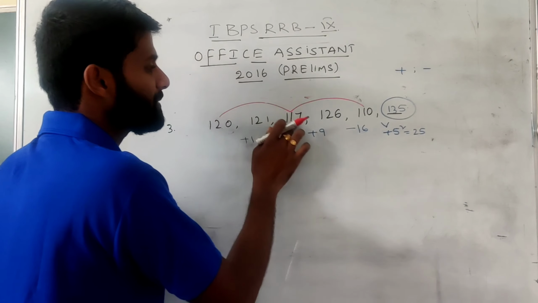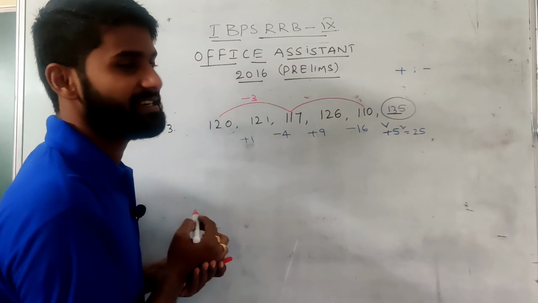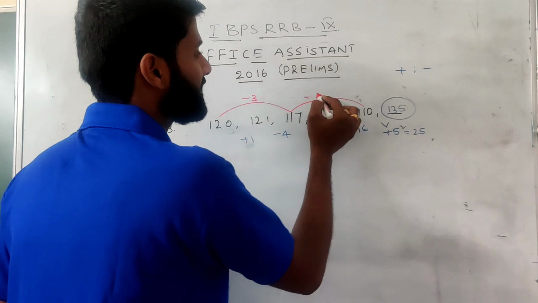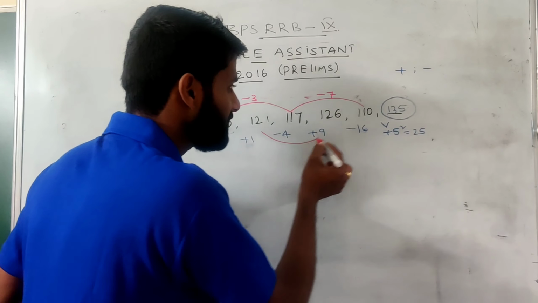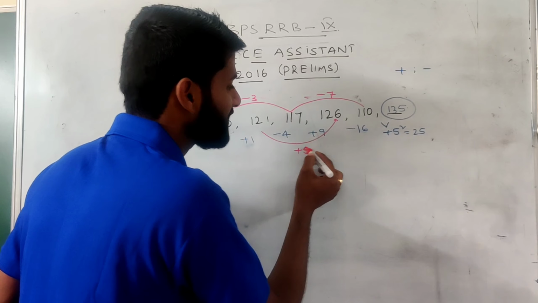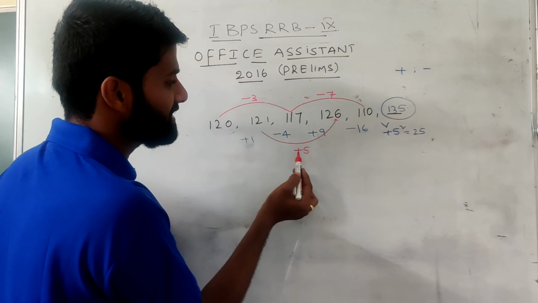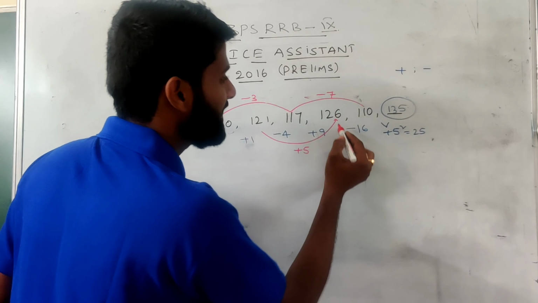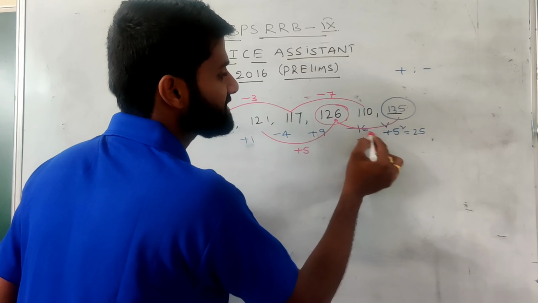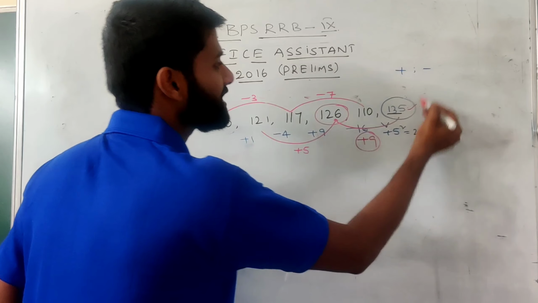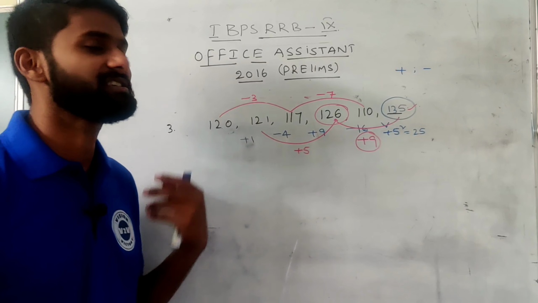Then see, 120 becomes 117, we are decreasing by 3. 117 becomes 110, we are decreasing by 7. In the same way, 121 becomes 126, we are increasing by 5. Then check it out: minus 3, plus 5, minus 7, and the next is plus 9. Then 126 plus 9, the value becomes 135. So this is the second logic.